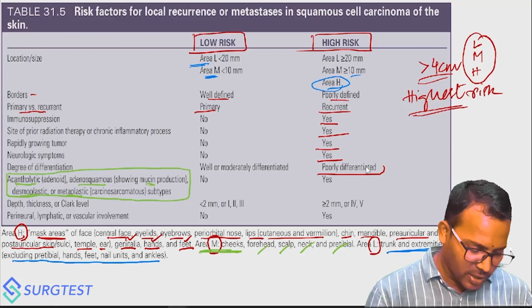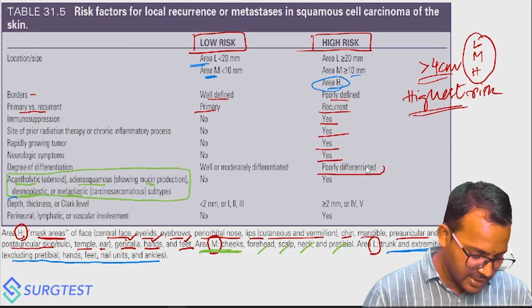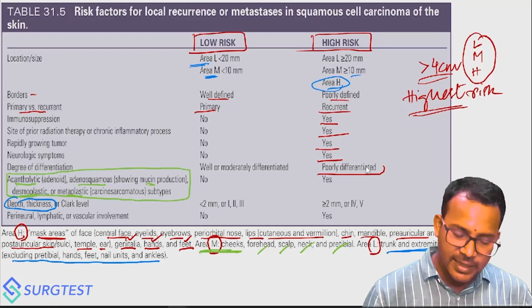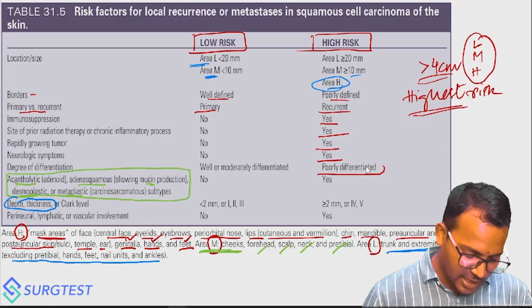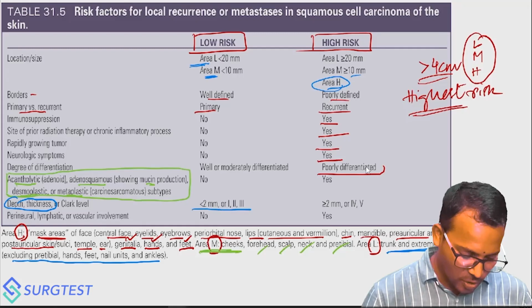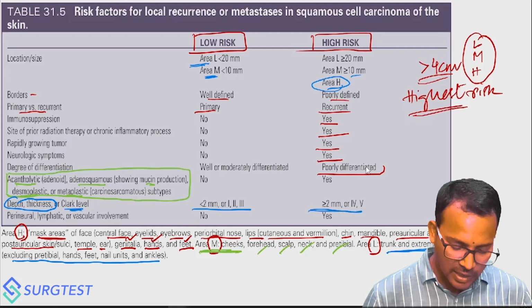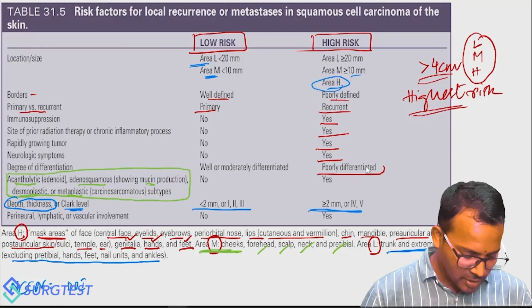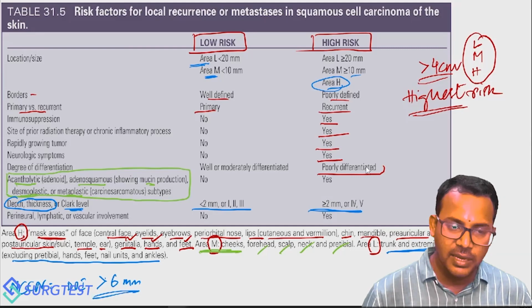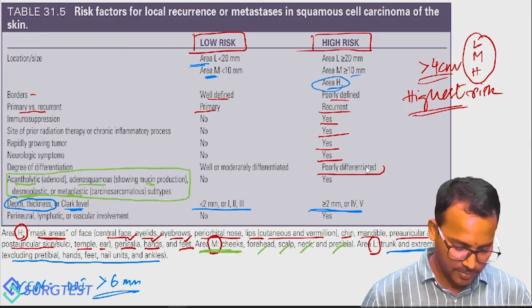Another important point that you have to remember is the depth of thickness. This table I have taken from Sabiston, wherein they have mentioned 2 millimeters, and they have mentioned the Clark's level. However, if you see the recent NCCN, depth of invasion of more than 6 millimeters alone they have given as a high risk feature.